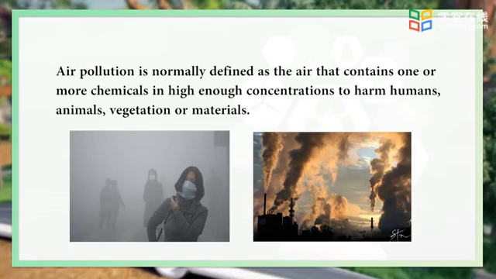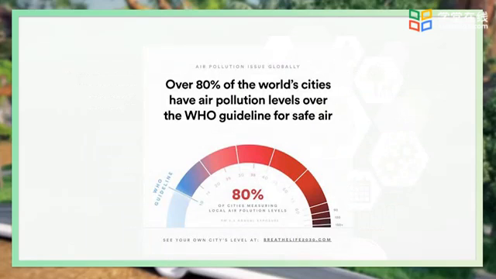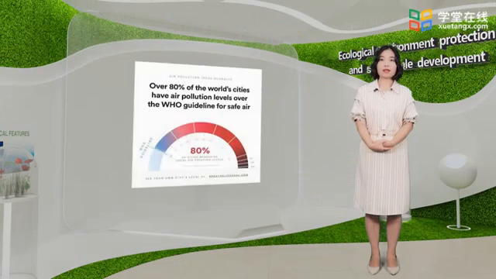New data from the World Health Organization shows that air pollution level remains dangerously high in many parts of the world. Over 80% of the world's population lives in places where air quality exceeds World Health Organization guidelines limits. 9 out of 10 people breathe air containing high levels of pollutants.